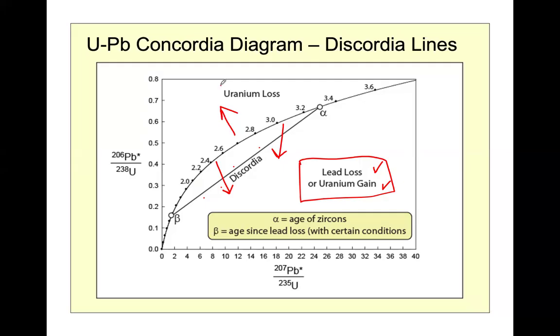This is uranium gain. If uranium was lost, because that is also incompatible, if it was lost for some reason, then your data will be plotting on top of the concordia. So these two types of discordia can be there: lead loss or uranium gain giving this very general type of discordia, and also some uranium gain or uranium loss that makes everything deviate out from the curve.